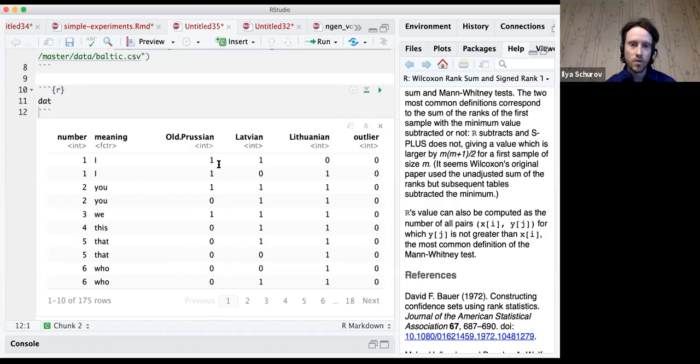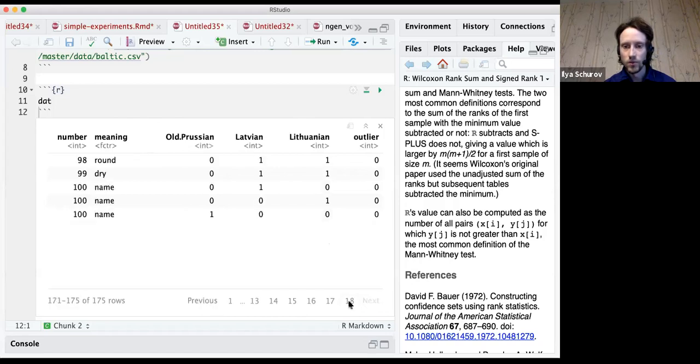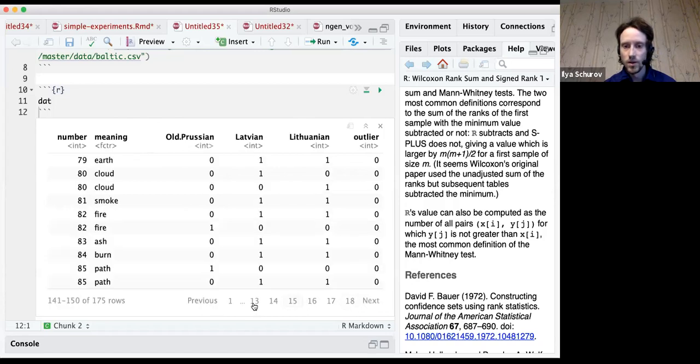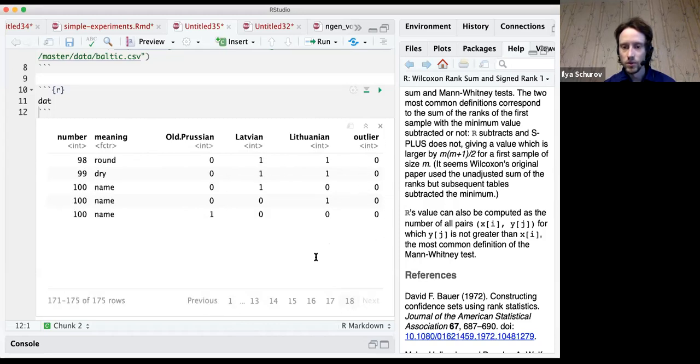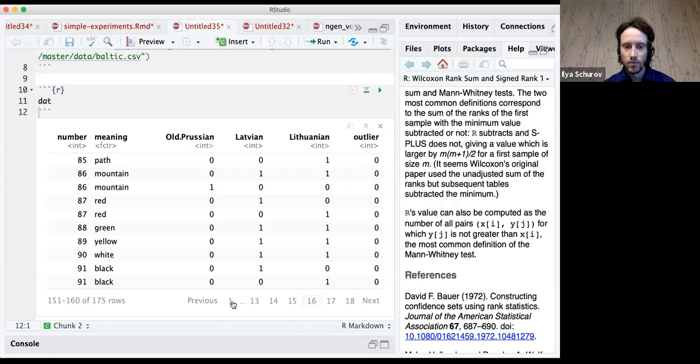And now I want to apply different algorithms. I want to cluster these languages. Actually, we have 3 real languages and 1 column that is called outlier. It is added just for the sake of our classes. So in this outlier, we have all zeros. This is just an artificially added column.